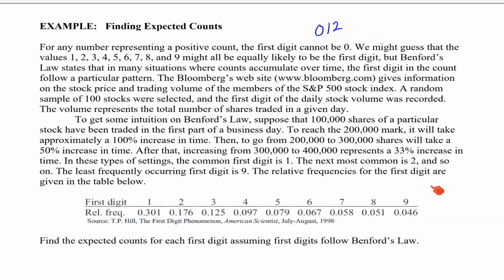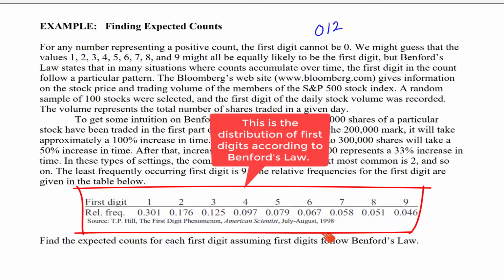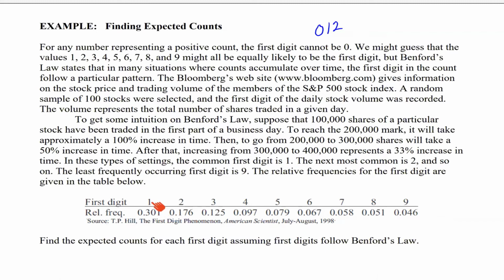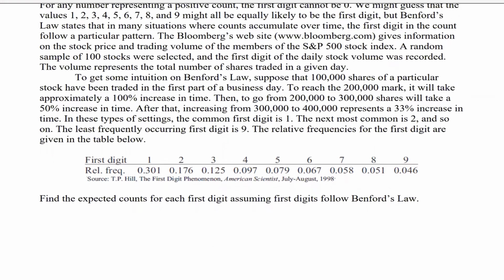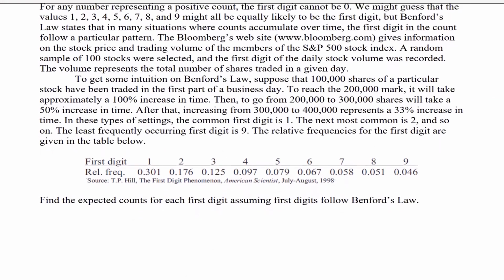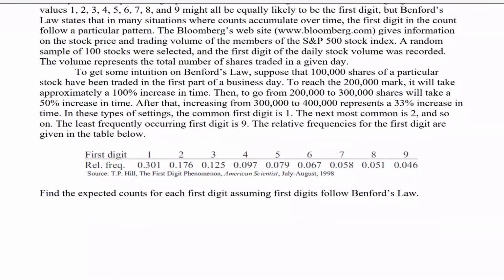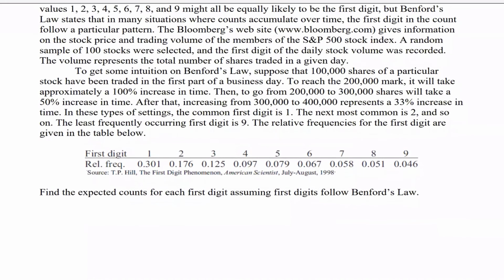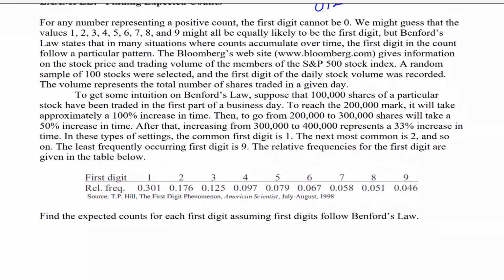So the relative frequencies of the first digit, according to Benford's law, are shown right here. Okay, this is Benford's law. So a first digit of 1 occurs with a relative frequency of about 0.301. The first digit 2 occurs with a relative frequency of about 0.176, and so on. We're going to determine the expected counts for each first digit, assuming the first digits follow Benford's law.